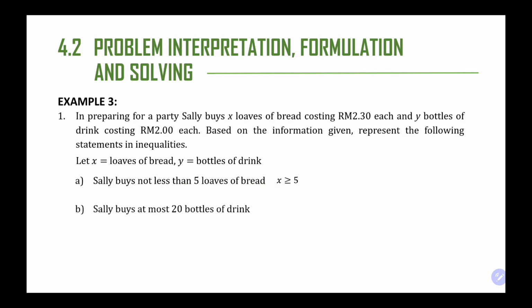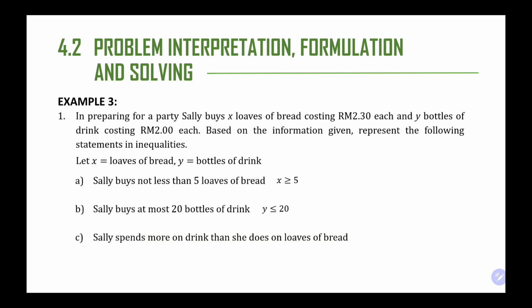Next, we have Sally buys at most 20 bottles of drink. Bottles of drink refer to Y. At most means less than or equal. Why we put equal? Since we have the word at, we must put equal sign. So Y less than or equals to 20.